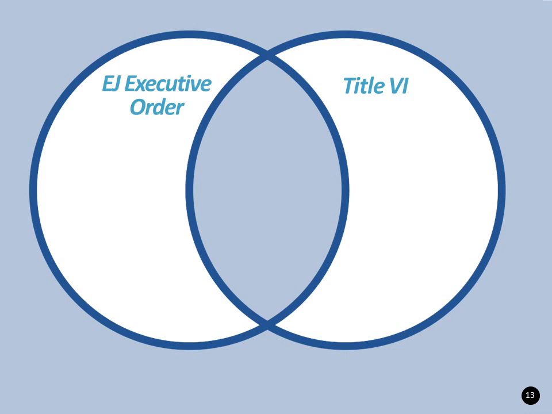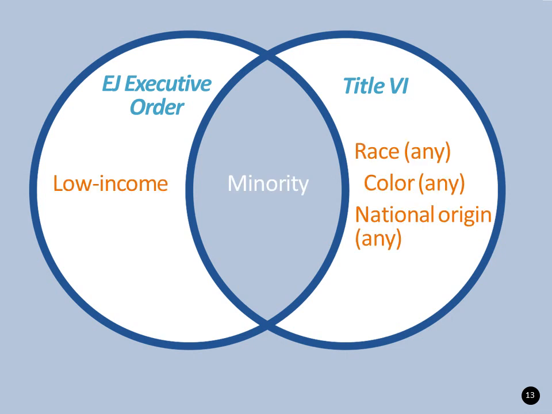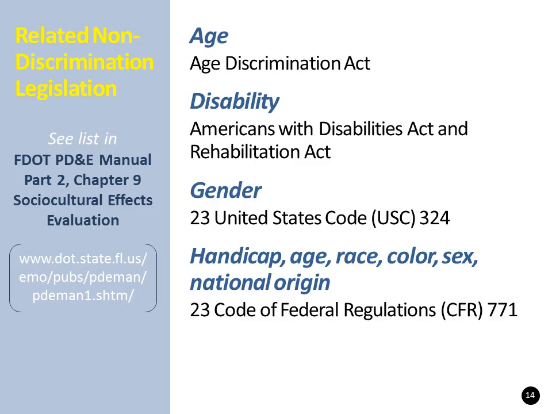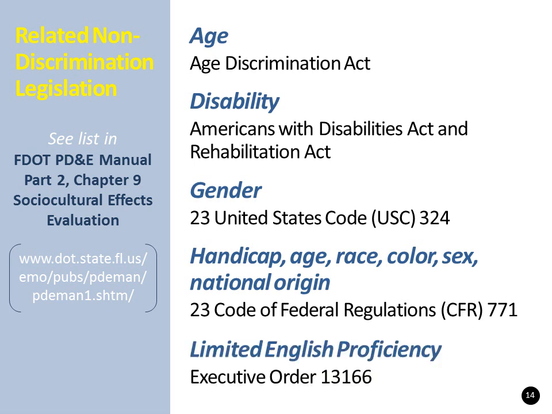In addition to the population groups protected under the executive order and Title VI, are those addressed in related legislation. Through these, non-discrimination protection is afforded to persons or groups on the basis of disability, sex, age, and religion. The related non-discrimination legislation is shown on this slide. Also shown is Executive Order 13166 pertaining to limited English proficiency. This legislation has its foundations in Title VI provisions relating to national origin discrimination.